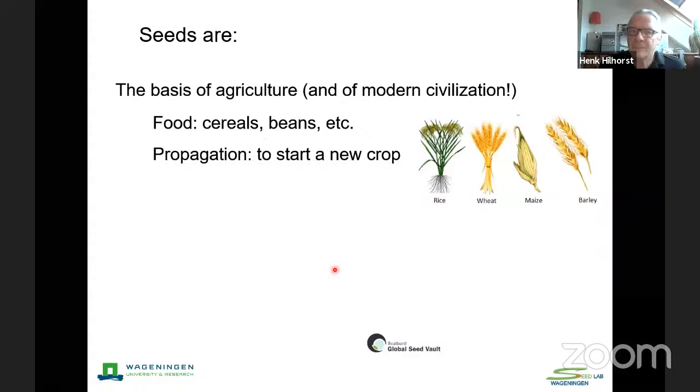So to begin with, seeds are the basis of agriculture. We all know that. And because of that, also of modern civilization, because our modern civilization could only begin when people discovered that seeds could be stored and could also be transported. And of course, seeds are important as food, like cereals and beans, they're all seeds, but just as importantly for propagation, to start a new crop.